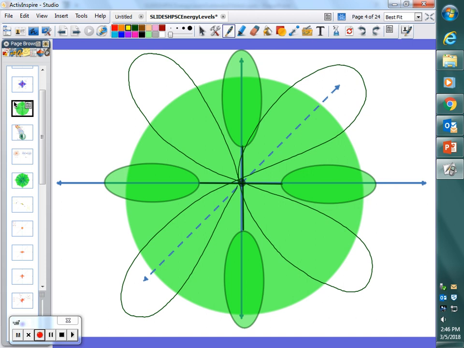So let's start with an electron that is, where do I want to put it? I'm going to put it right here. First, this is the green level. There's only 2 for each orbital. So I'm doing the green spherical one right now.